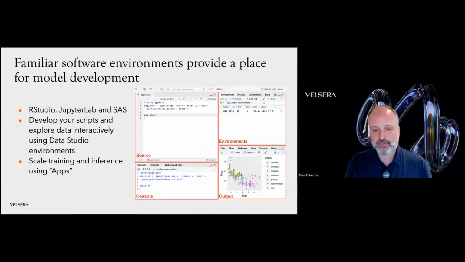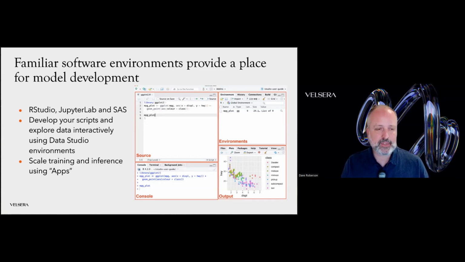So what enables researchers to transition or go back and forth between the cloud and a local environment is having familiar software that will provide a place to create these machine learning models. So this is the super familiar RStudio interface, which includes these 4 windows: source, environments, console, and your plotting outputs.